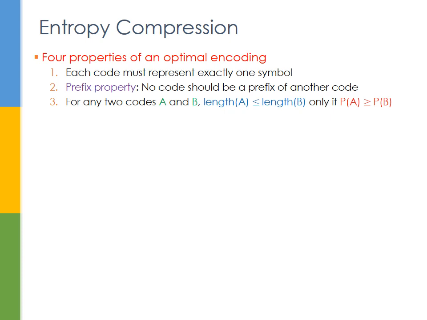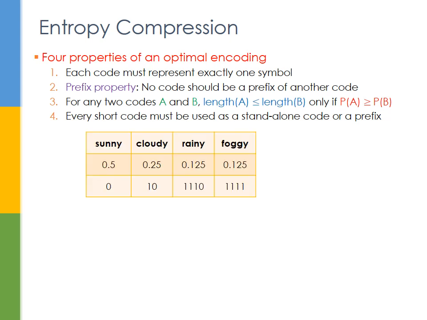We're now ready to consider the fourth and last property of an optimal encoding. This property is a little bit more complex than the previous 3 properties. The fourth property states that every short code must be used either as a standalone code or as a prefix for a longer code.